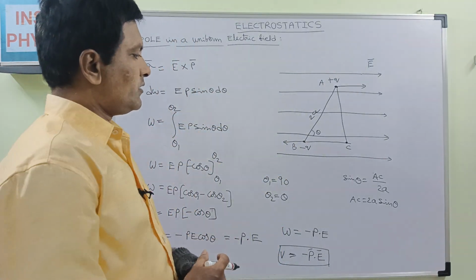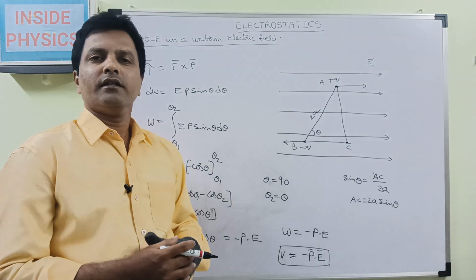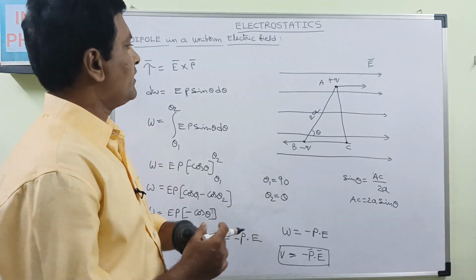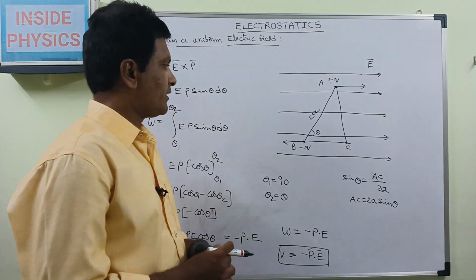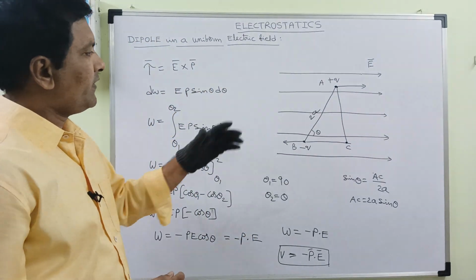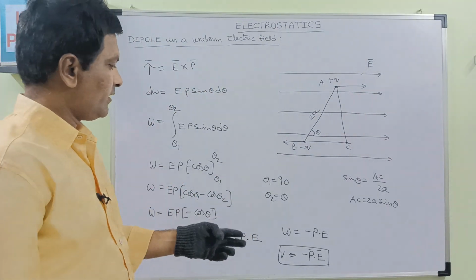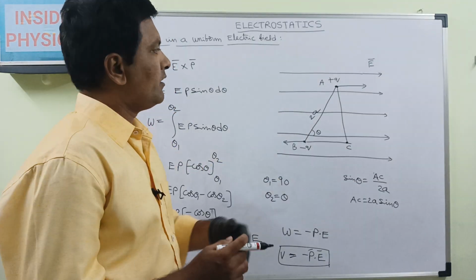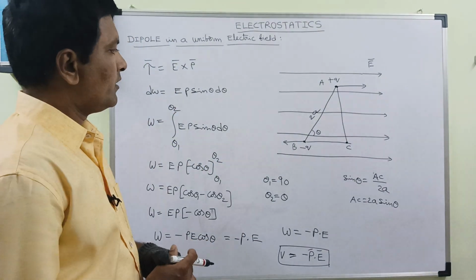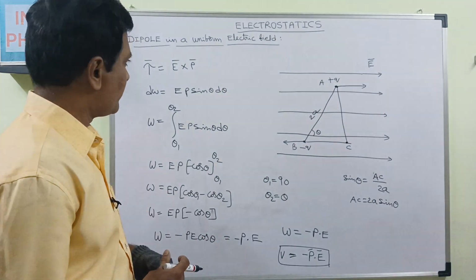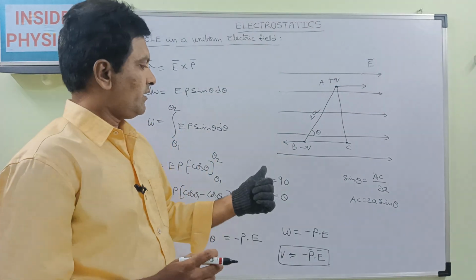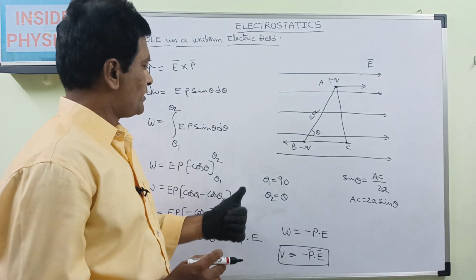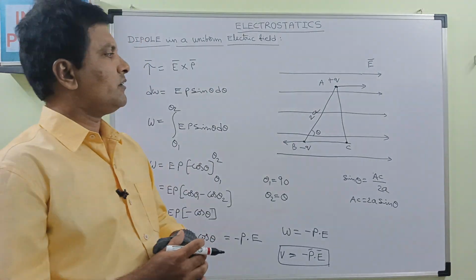Okay, so this is how we have seen the couple acting on a dipole placed in a uniform electric field, and thereby we have calculated the potential due to this dipole placed in this uniform electric field. Okay, this is the potential and couple acting on the dipole.